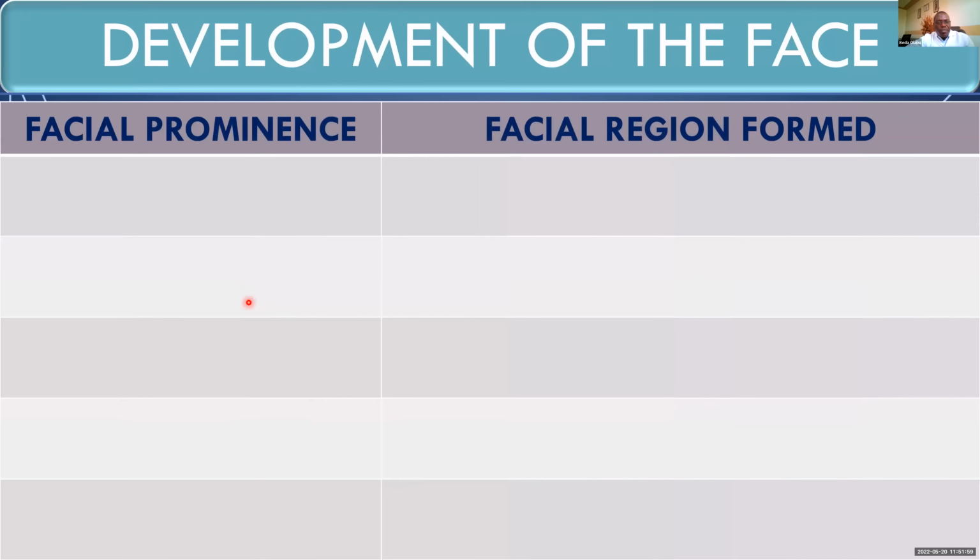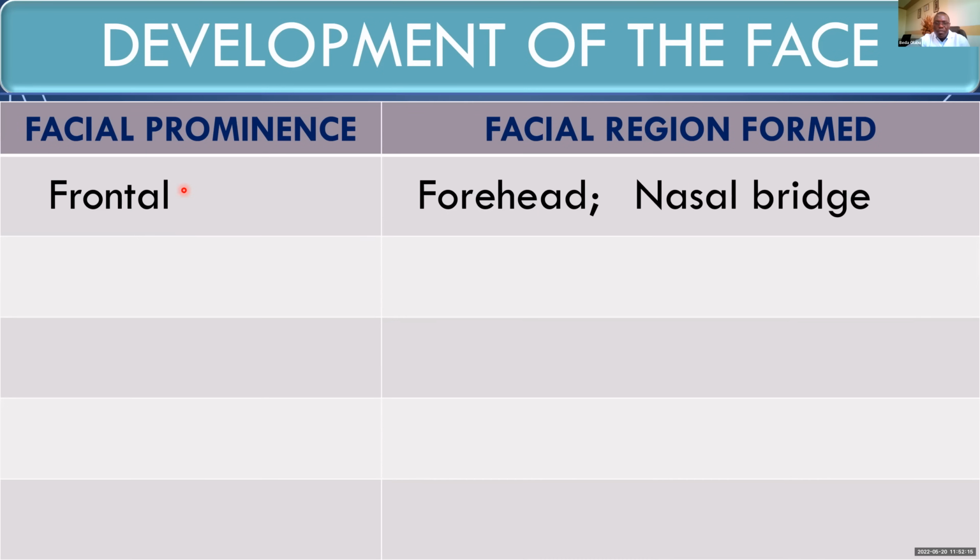Great. Now, let me give you a summary of those facial prominences and what they give rise to. Let's start with the frontal prominence. The frontal prominence basically gives you the forehead region, but it also forms the nasal bridge, the bridge between the right and the left eye. That ridge between the right and left eye is what we call the nasal bridge. So those are the derivatives of the frontal prominence.